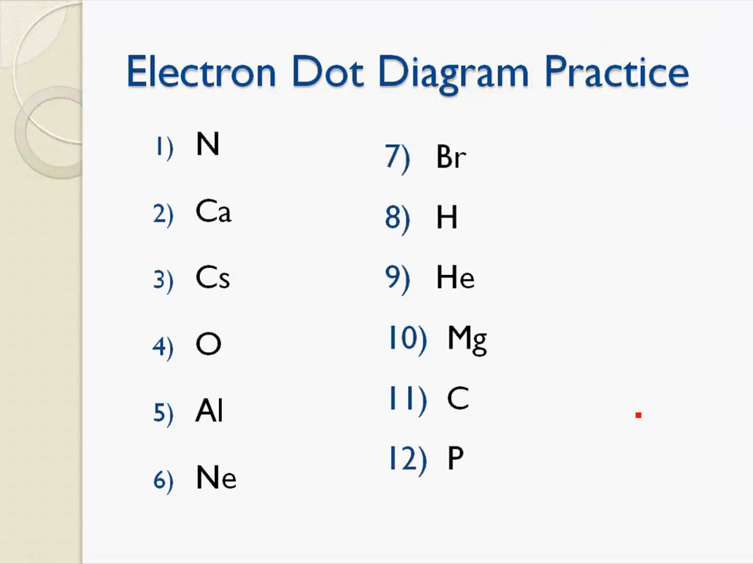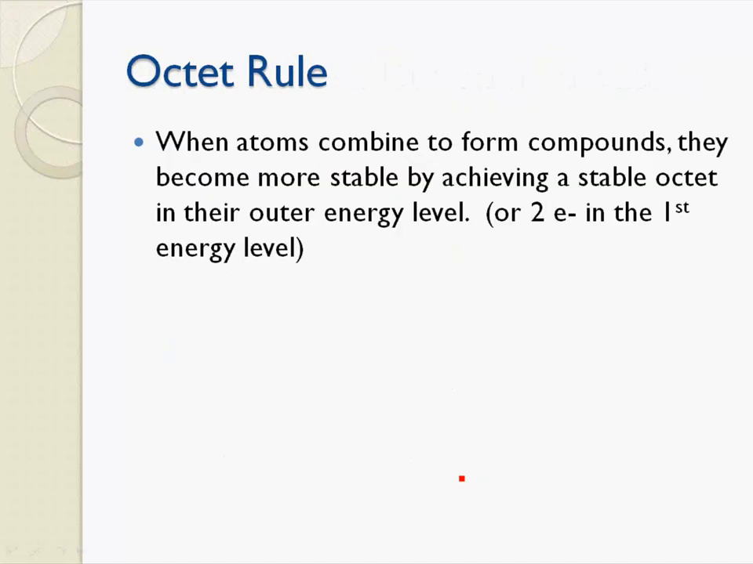Okay. Chance to practice some dot diagrams. Just kind of double check your answers with my answers here. It really doesn't matter how you arrange these things around the atom. It's just meant to show that you know what's going on with the valence electrons. Okay? Simple stuff.